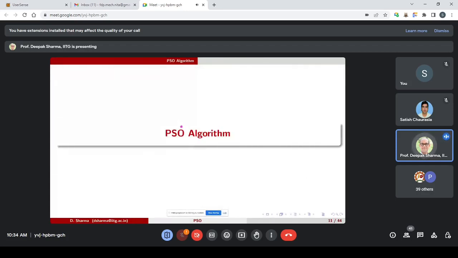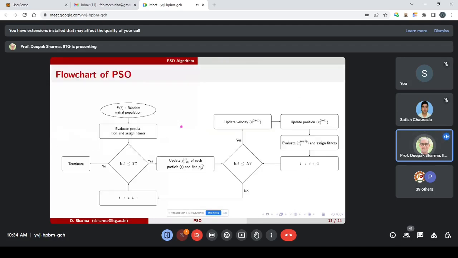Now let us understand the PSO algorithm. First is the flow chart of the PSO. We start with the random initial population in which multiple particles are created randomly. Then we assign the fitness to each particle.